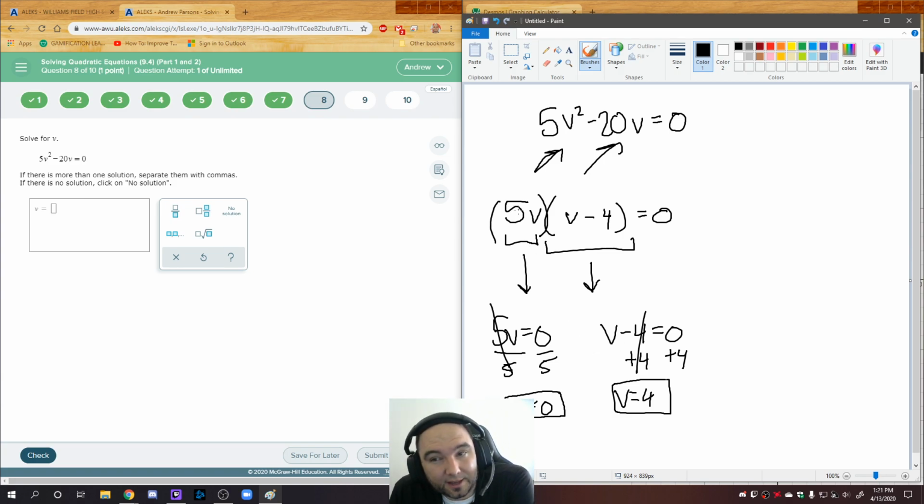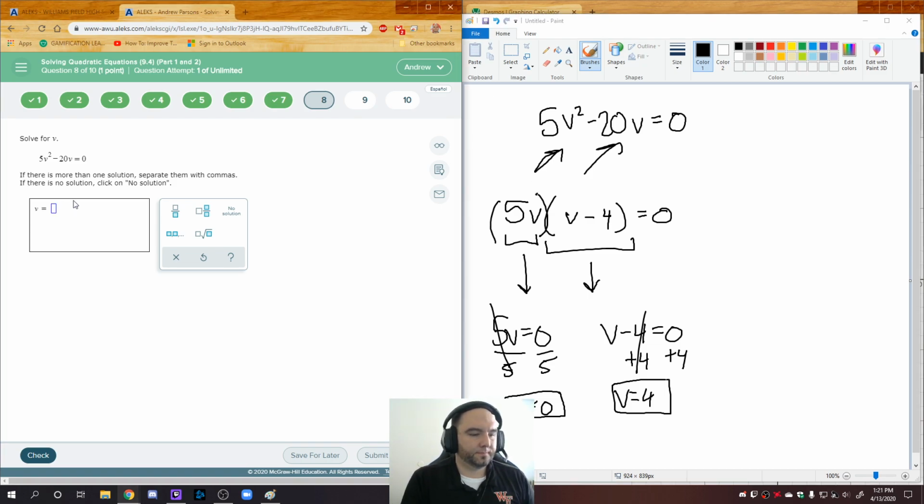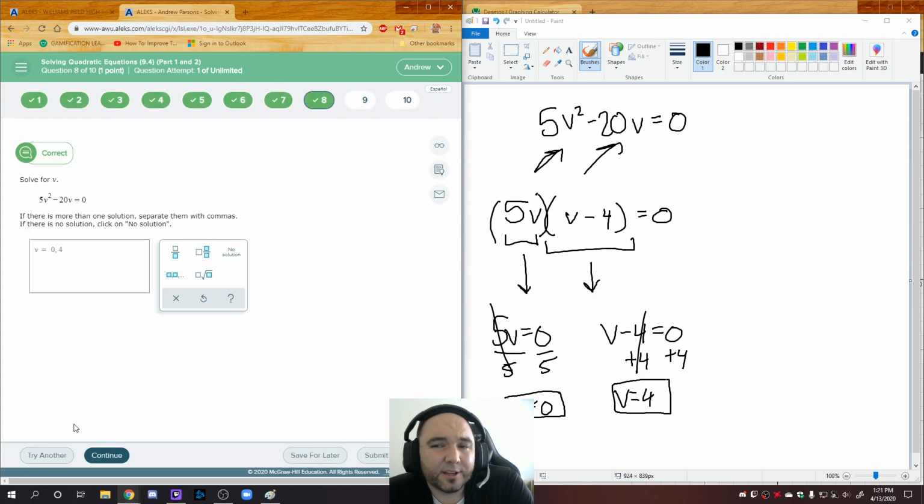Here's the short version. If you have something like 5v on the outside, or 5x, or just x, or 10x, and it's just a single monomial term like 5v, the answer to that is 0. You don't actually have to work it out, but I worked it out here. 0, 4. Check.